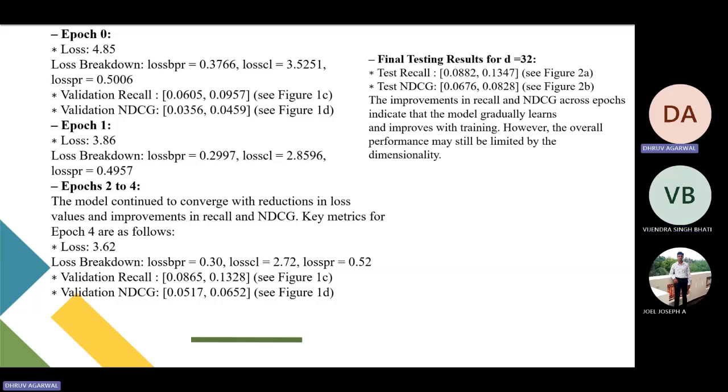And similarly for epoch 1, we have a 3.86 loss. From epoch 2 to 4, our model continued to converge with a reduction in loss values and improvement in recall and NDCG values. So the final testing results for D equals 32 are 0.08 and 0.13 for recall 20 and recall 40, and for NDCG we have 0.06 and 0.08 for 20 and 40 respectively.